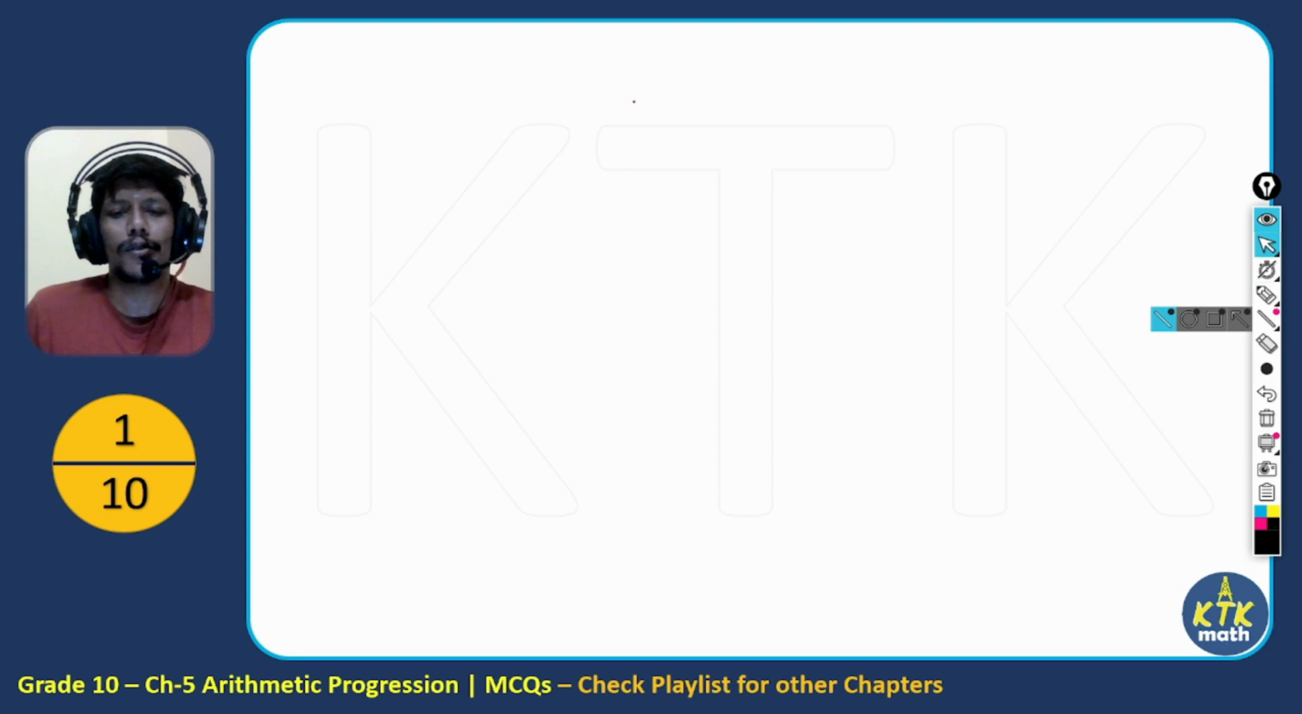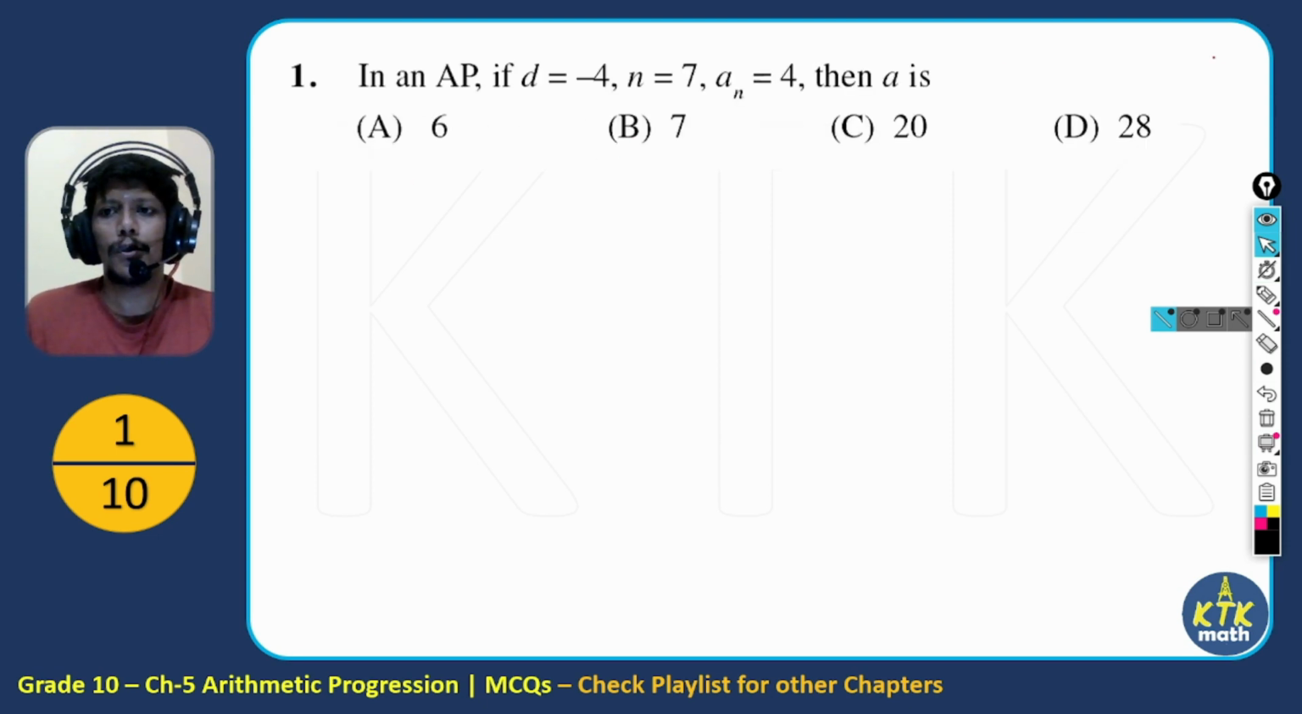understand across Indian states. Okay, so here the first question is, in an AP if d is equal to -4 and n equal to 7, a_n equal to 4, then they are asking for the a value. I hope you have knowledge about the basic ideas on arithmetic progression. So we have a formula. Okay, so what is the formula?